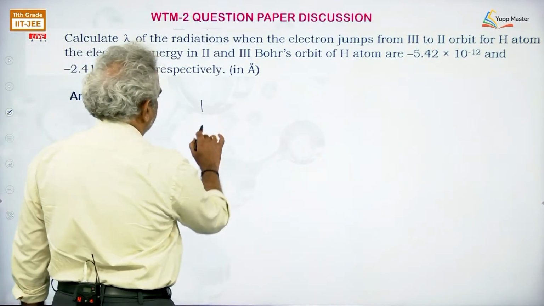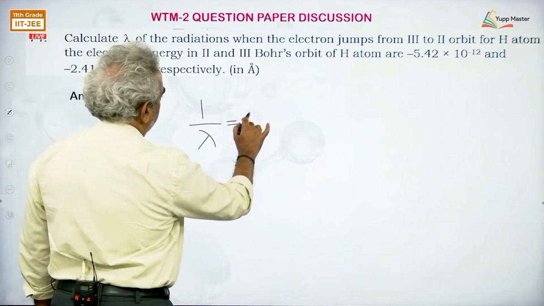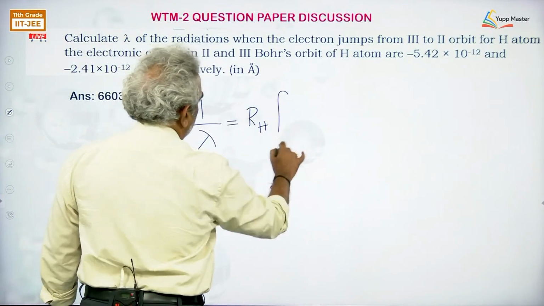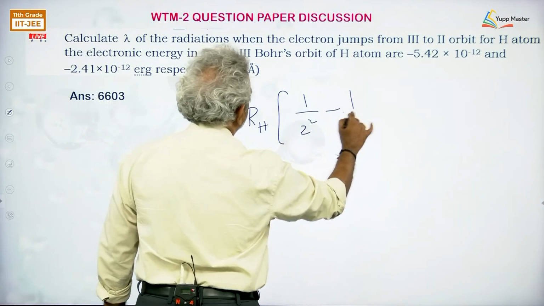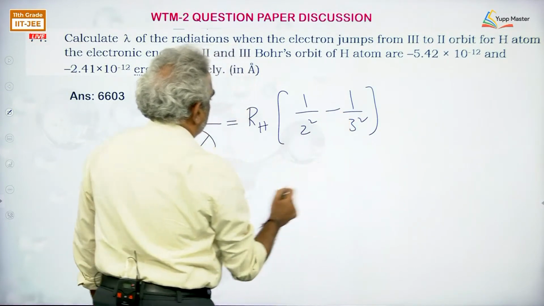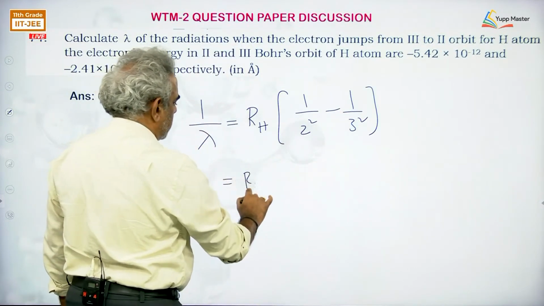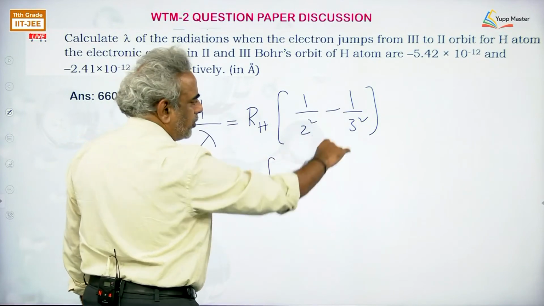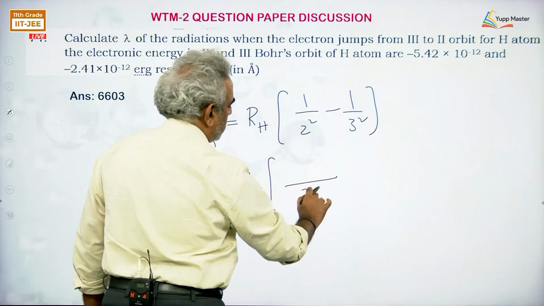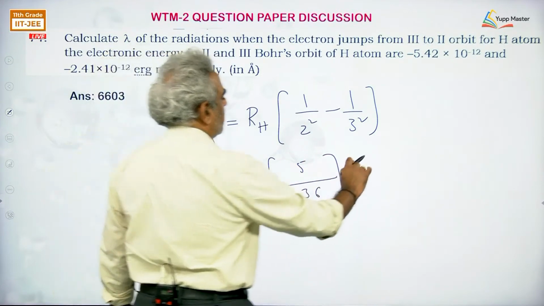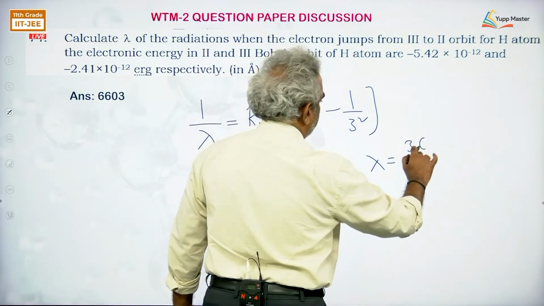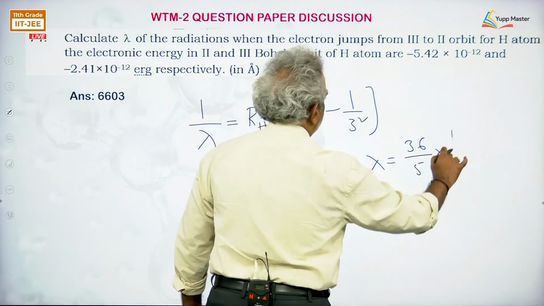We have Rydberg equation, 1 by lambda is equal to RH into, electron is jumping from 3 to 2, 1 by 2 square minus 1 by 3 square. And this is going to give me RH into 1 by 4 minus 1 by 9, LCM going to be 36, 9 minus 4 is 5. So, lambda will be 36 by 5 into 1 by RH.